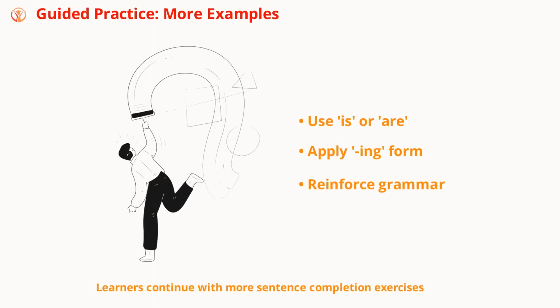Learners continue with more sentence completion exercises. "The teacher, write on the board," and "The children, play in the park." The correct answers are is writing, and are playing. These exercises reinforce the use of is or are with the ing verb form, helping learners internalize the present continuous tense.